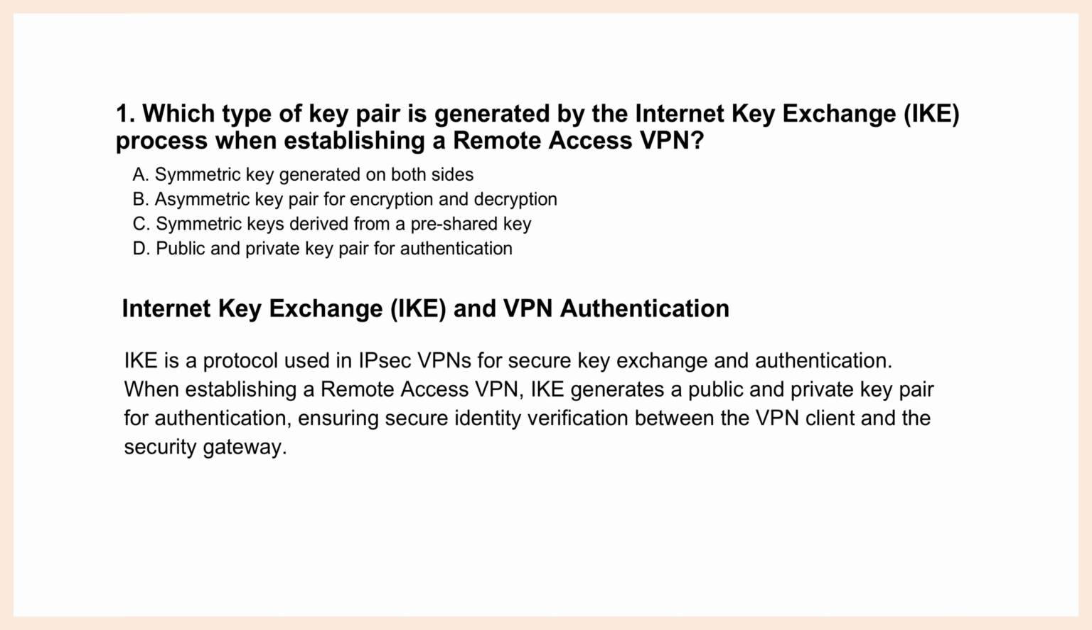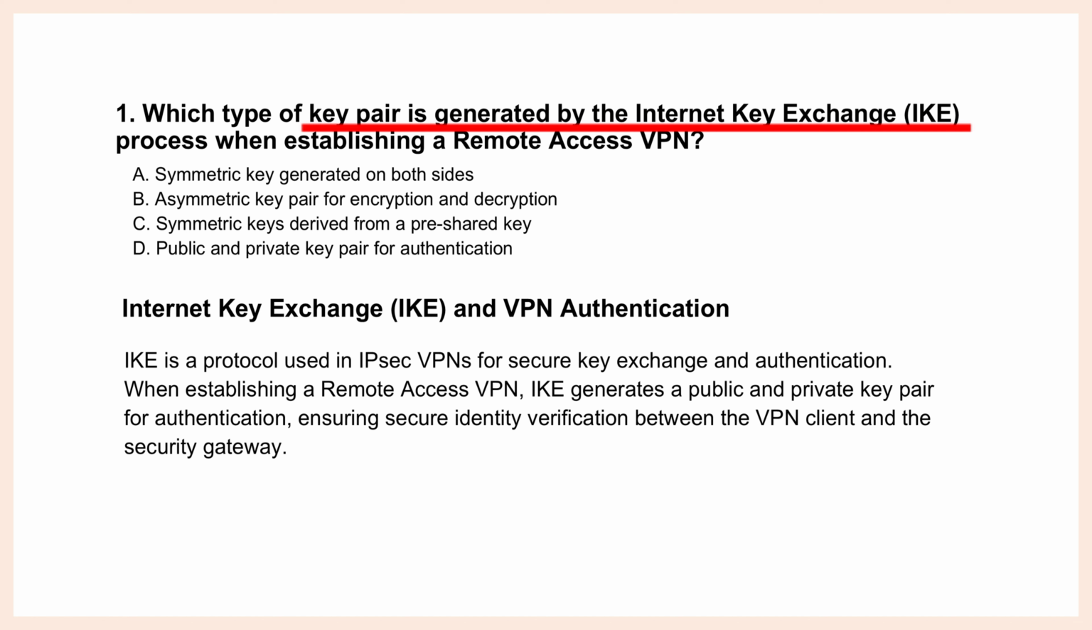This one's all about VPNs, remote access VPNs. A lot of people use VPNs every day, but they don't always think about what's going on behind the scenes. So this question is all about the type of key pair that's generated during the IKE process for a secure connection. So what's being generated to establish that secure connection?